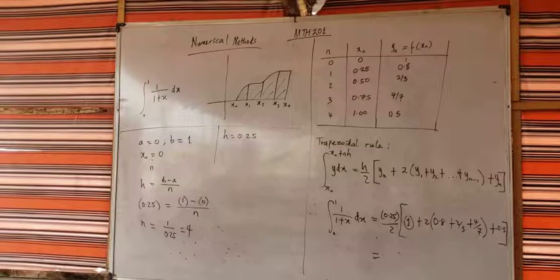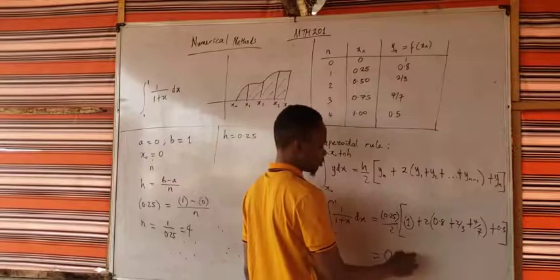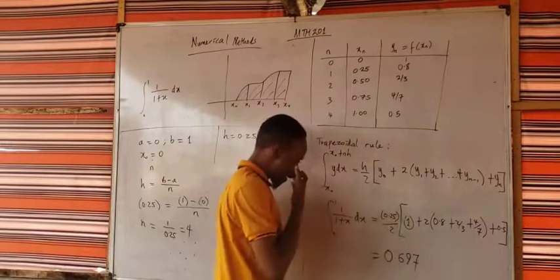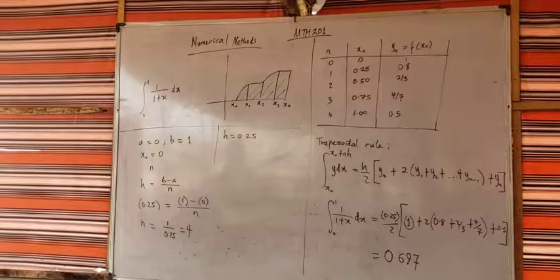Has he calculated? Yes. 0.697. Alright, that's that. Now you know that your calculator can actually evaluate the integral directly, right?